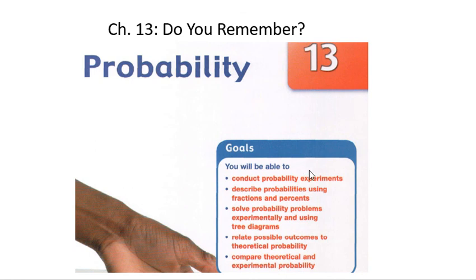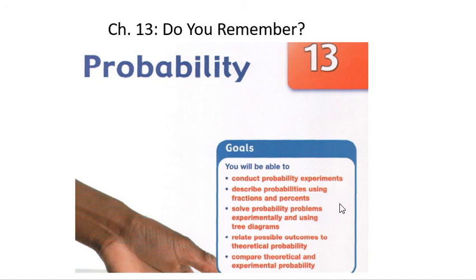You'll be able to conduct probability experiments. So actually doing whatever it is that you have to run using the number cubes or spinners or heads and tails on a coin. You're going to be working towards doing the experiment and doing many trials for that experiment. Describe probabilities using fractions and percents. We're building on what you've learned in previous chapters and years with fractions and percents. You can write the probabilities in both of these forms.